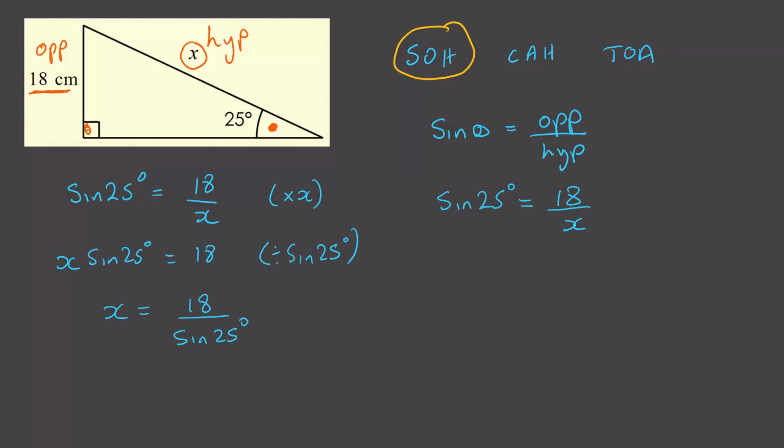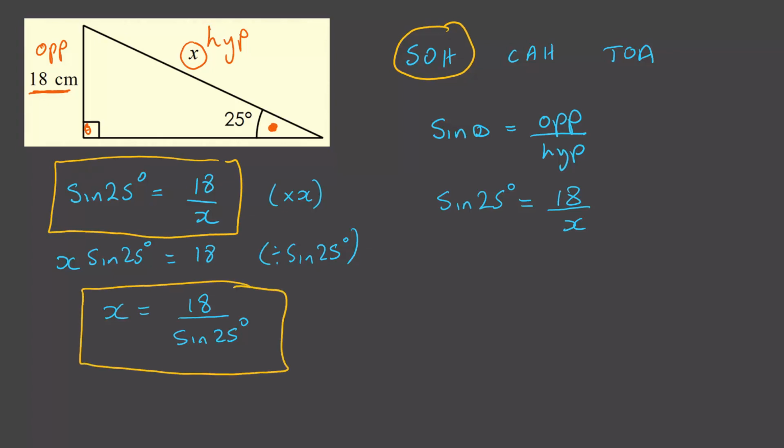Now, if you look here and here, you'll see that all that's happened is the x and sine 25 have swapped places. So once you appreciate that, in this situation, you could just swap those and get that x is 18 over sine 25 degrees.